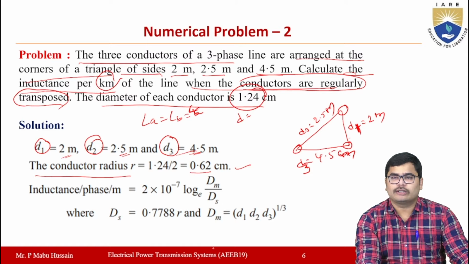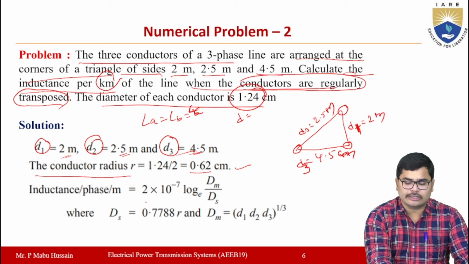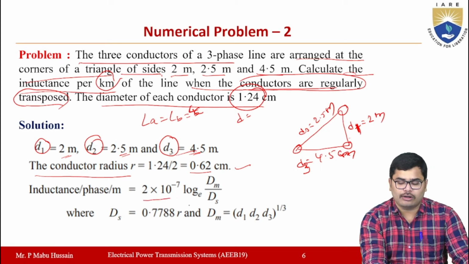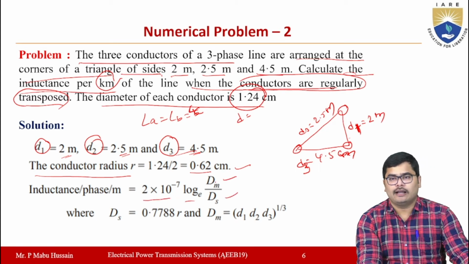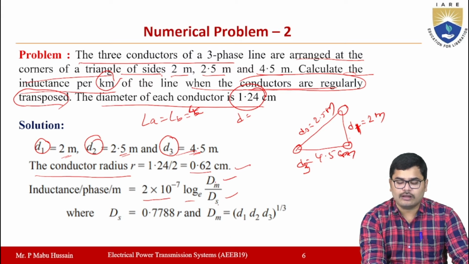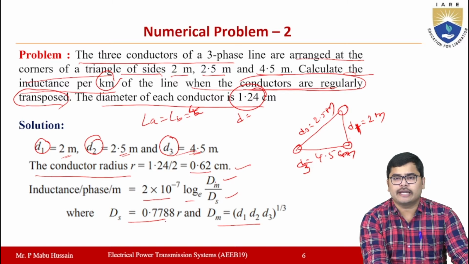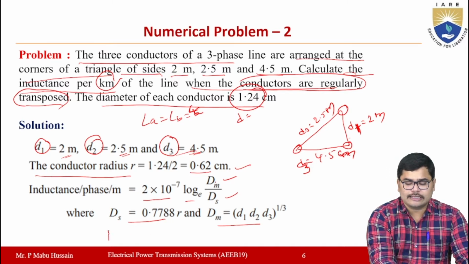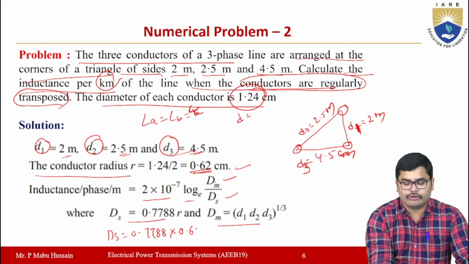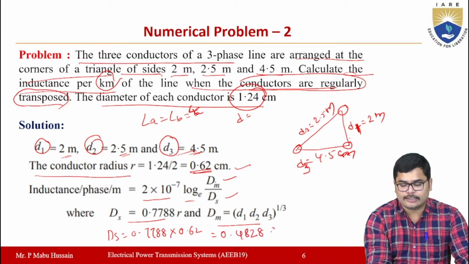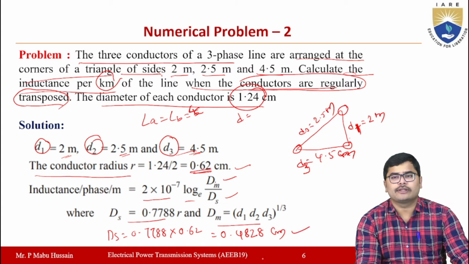Okay. So now for this case, the inductance per phase per meter length will be calculated by using the expression 2 into 10 power minus 7 ln dm by ds here. Again, dm and ds you can calculate by using these two expressions. So ds is 0.7788 times the R value here. So ds is equal to 0.7788 times the R value, which is 0.62. So if you calculate this value, you will get 0.4828 centimeters. Okay, this is in centimeters.